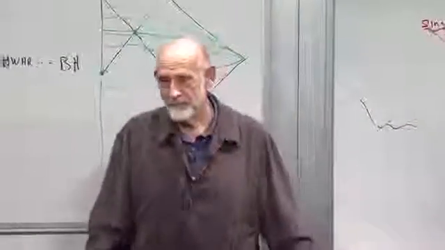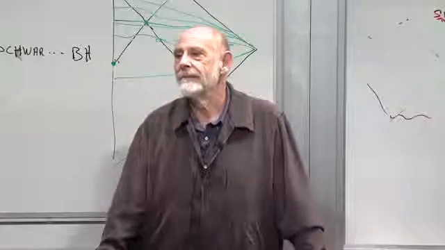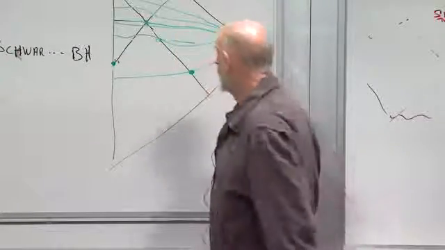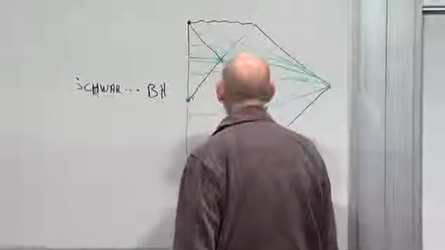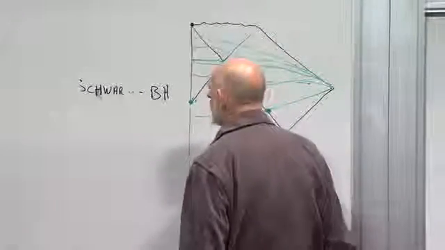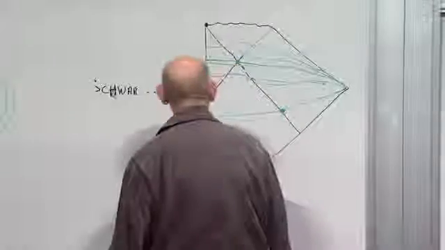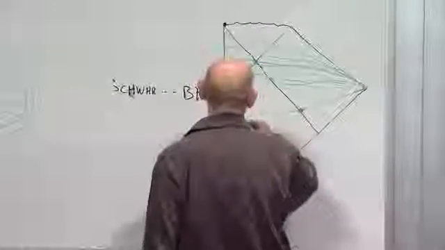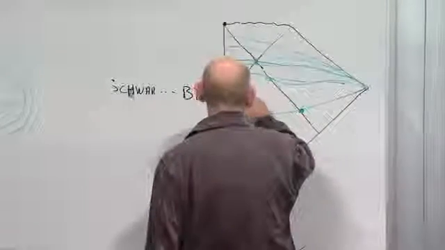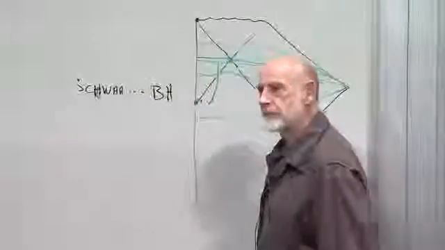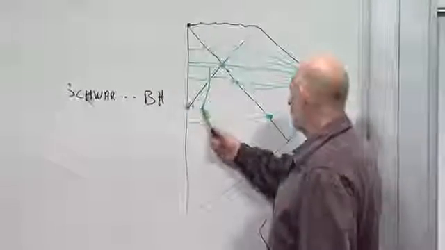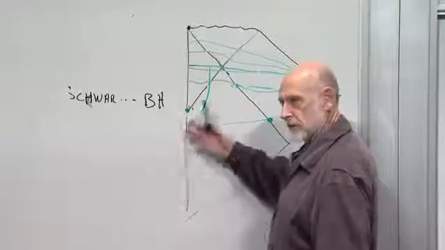Could you draw an observer who's sitting stationary at half the Schwarzschild radius on that diagram? Yeah, well, all right. At some point it just crosses the horizon. It's half the Schwarzschild radius and crosses the horizon.